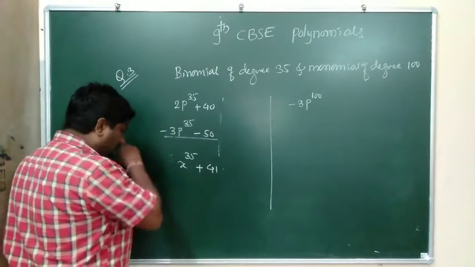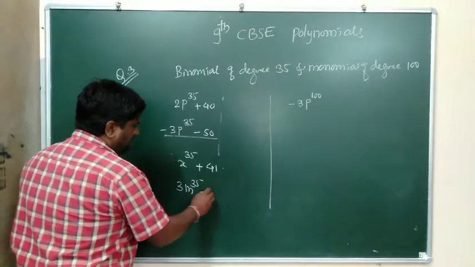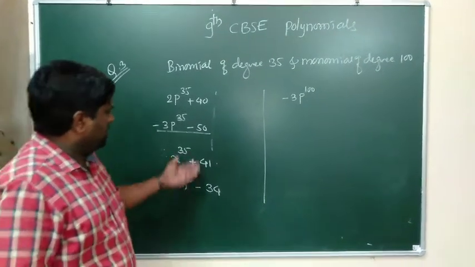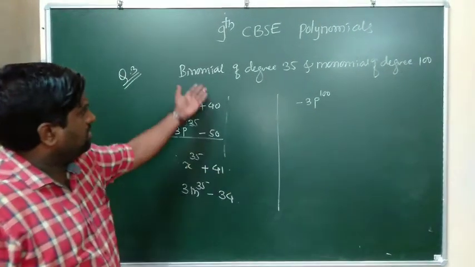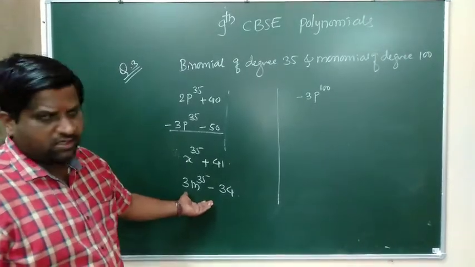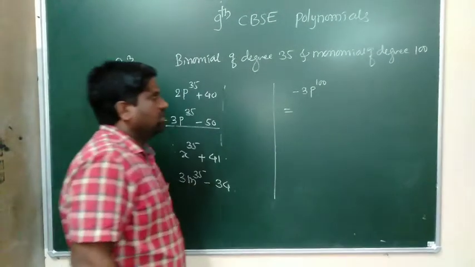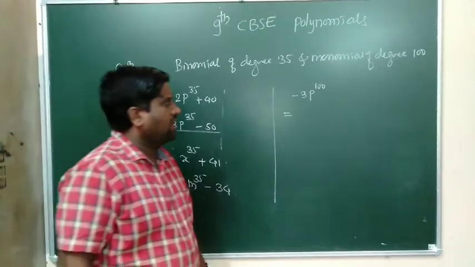Let us go with m. 3m^35 minus 34. So we may write plenty of such binomials with degree 35 as per our convenience. So next, monomial. See what he has asked. We have to write one of degree 100.